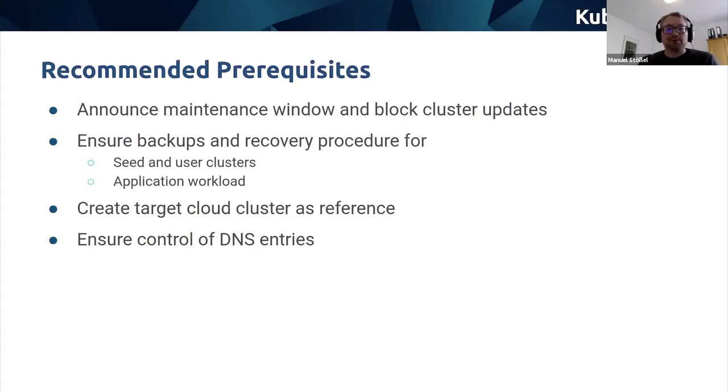And just some recommended prerequisites for doing that in production. You'll have to announce a maintenance window and block cluster updates so that those don't interfere with the actual migration process. We'll have to ensure that our backup and recovery procedure for the seed and user clusters, but also for the application workloads, works, is tested and proven to be working, right? We should create a target cloud cluster as a reference, in our case an AWS cluster, just so that we can copy and paste some stuff over. And we'll have to ensure that we actually control the DNS entries and are able to switch over DNS entries to the new cloud endpoints once we migrated the workload over to the new cloud provider.